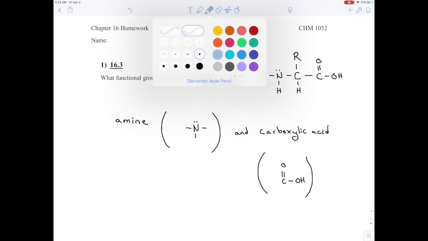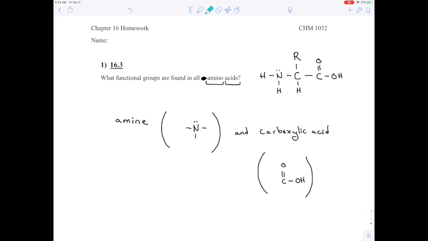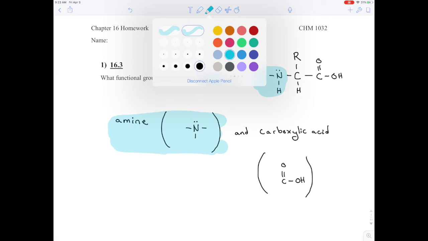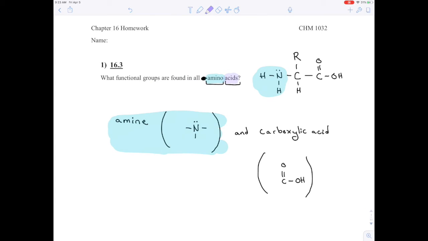So just to highlight what we've done, the amino in amino acid is referring to an amine, and that you can see in this example of an amino acid here. The acid of amino acids is referring to a carboxylic acid, which is a carbon double bonded to an oxygen, single bonded to an OH, and you can see that in this example of an amino acid here. So this is an amino acid.